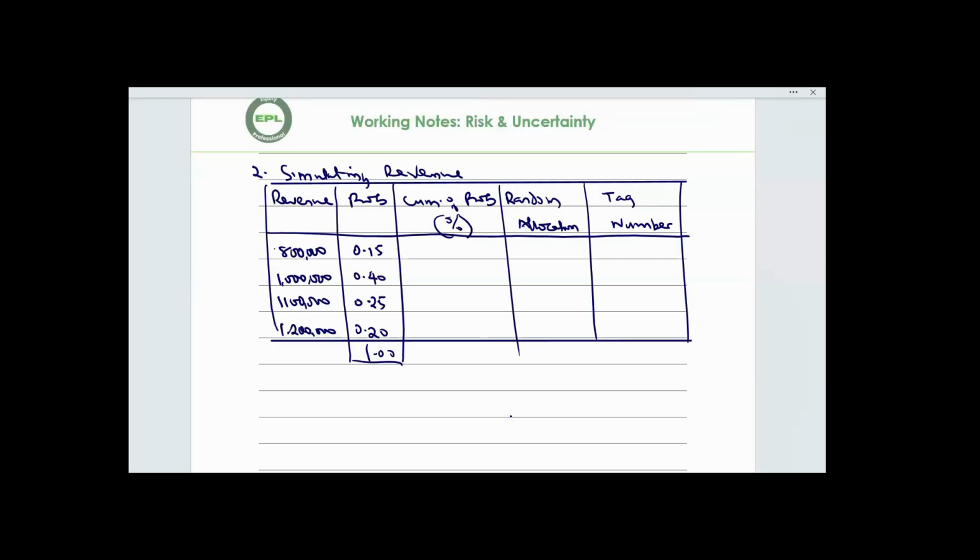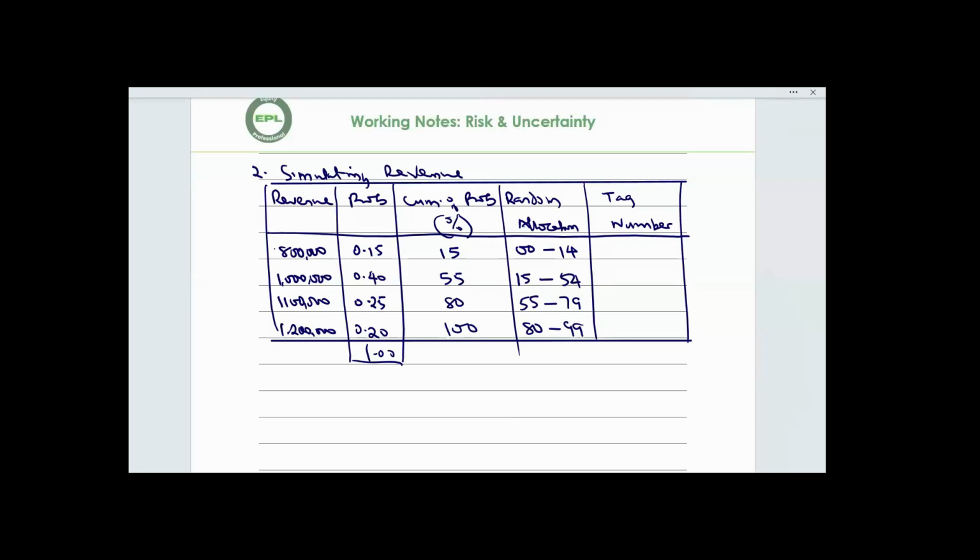To find the cumulative of the probability in percentage, the first one is 15. 15 plus 40 is 55, plus 25 is 80, plus 20 is 100. To get the random allocation, the first cumulative is 15, so 0 to 14. After 14 is 15, to 54. After 54 is 55, to 79. After 79 is 80, to 99.